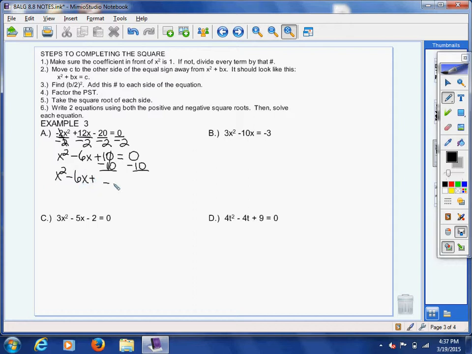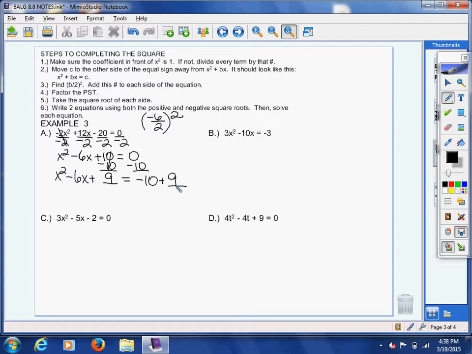I'm going to leave a little bit of space here because we're going to get into our next step, which is we're going to find the number that we're going to add to each side of the equation. We practiced this in example 1 and again in example 2. What you do is you take b, which is -6 in this problem. You're going to divide it by 2 and then you're going to square whatever that quotient is. So -6 divided by +2 is -3. -3 squared is +9, and that's what you're going to add to each side.